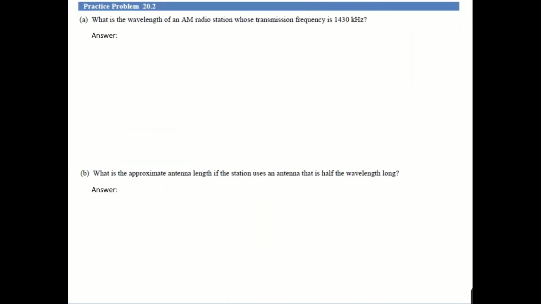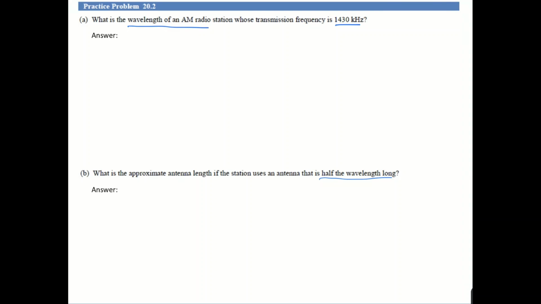This question says we have the wavelength of an AM radio station, and AM is going to be primarily the topic of discussion for this entire chapter, and it's at 1,430 kilohertz. I want you to pause the video and work through that same type of problem to figure out what the wavelength is, and then for part B, figure out what the antenna length would have to be for that situation. Using all the criteria here, the antenna will be half the wavelength instead of 1/10 the wavelength. So pause it, work through those, come back, and we will work it together.